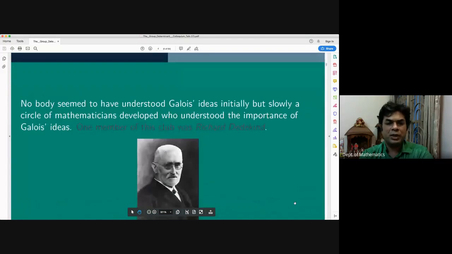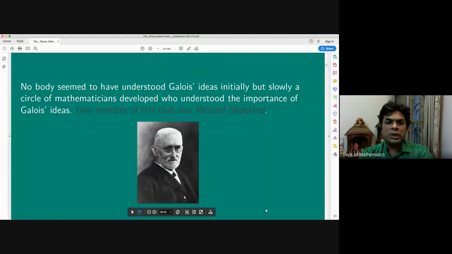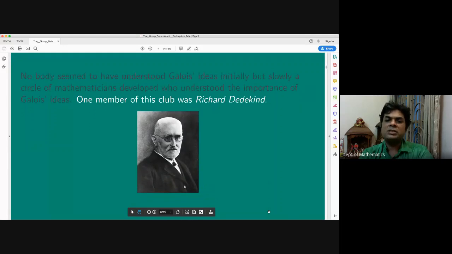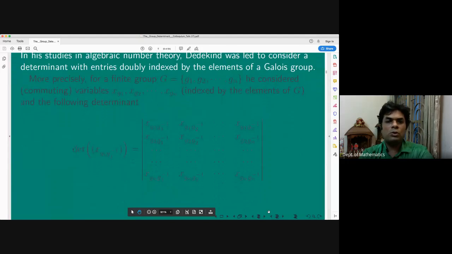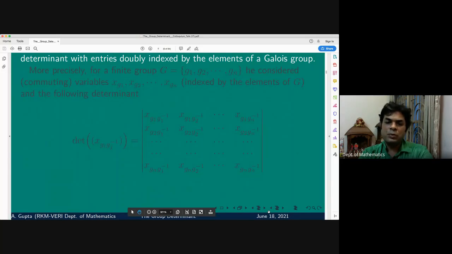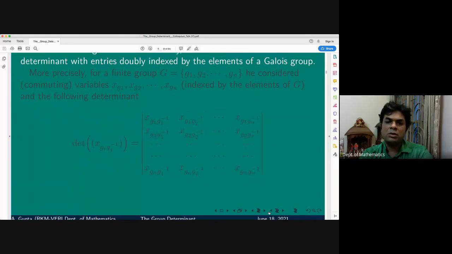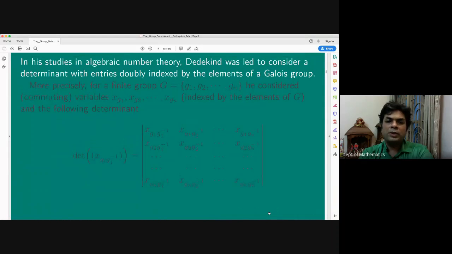Now let's come back to Dedekind. Dedekind was, as you know, interested in number theory from an algebraic perspective. He considered algebraic number theory, field extensions, and algebraic number fields. During his investigations, he found a type of matrix. This is a matrix of variables. How many variables are there? We have a group, and we are enumerating the elements g1 up to gn. Then we consider some commuting variables x_{g1}, which are indexed by the group elements.